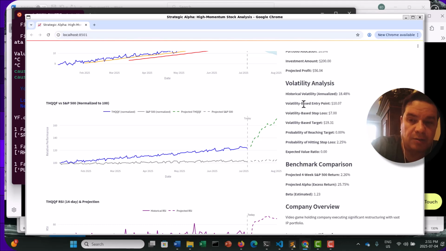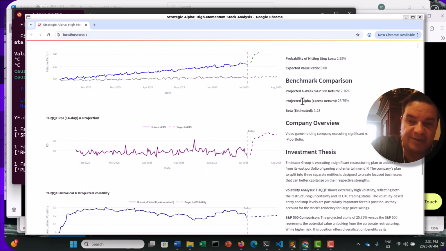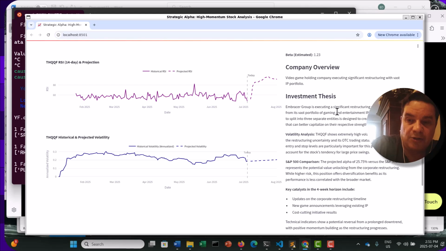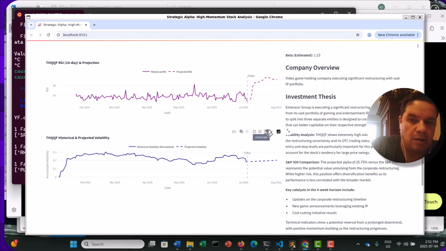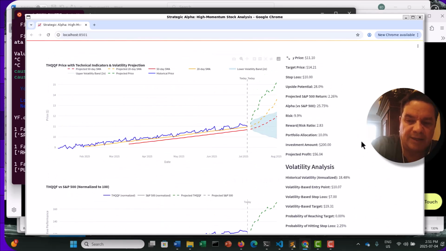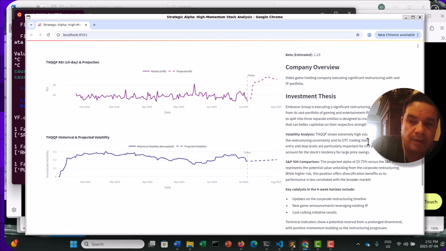This is pretty strong. All the volatility analysis, so executing a significant restructuring plan to unlock value from its vast portfolio of gaming and entertainment IP. So this is why this company's probably going to do well. Because as it says here, again, as they asked for it, what's driving this? So it's unlocking, restructuring itself. So this could be a big driver right now, maybe early days if this works out.